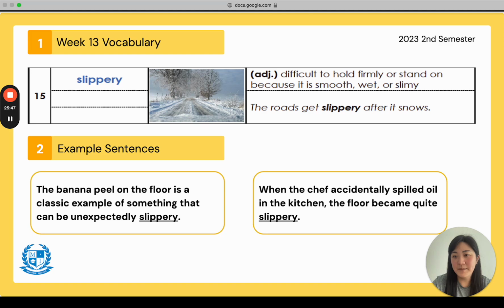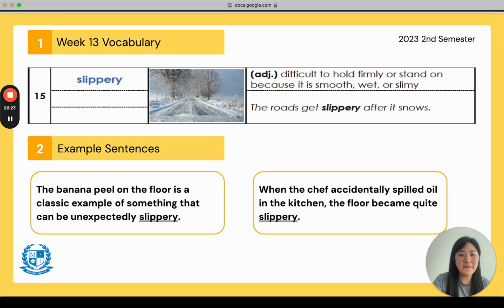Example sentence at the bottom. The banana peel on the floor is a classic example of something that can be unexpectedly slippery. I don't know if you guys know Mario Kart. It's a game on lots of different game consoles, but I use it on Nintendo DS. There's a special star that you can get, and it's to throw bananas so that the other carts get slippery and they fall. But yes, that's the banana peel.